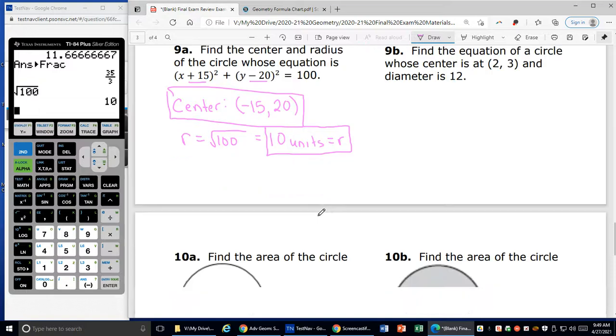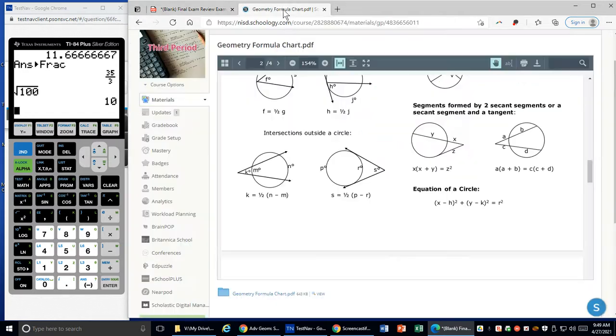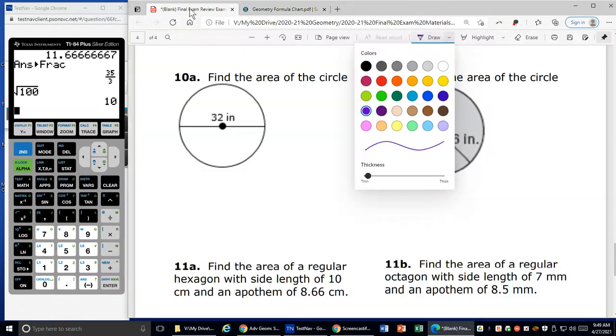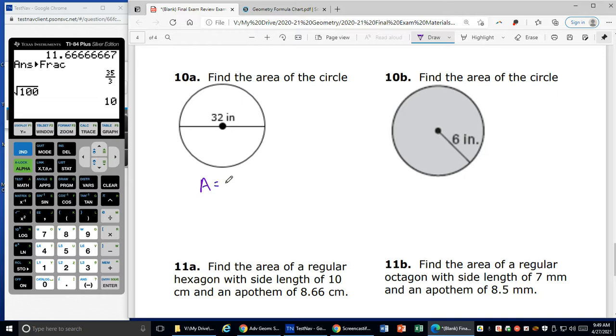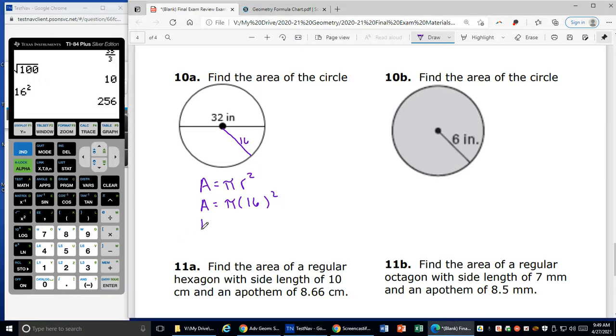Okay, let's look at number 10. Find the area of the circle. So the area of a circle is pi r squared, and if we forget that, it's on our formula chart. Area equals pi r squared. So my area equals pi times my radius squared. If all the way across is 32, then just halfway across is 16. 16 squared is 256, so my area equals 256 pi inches.